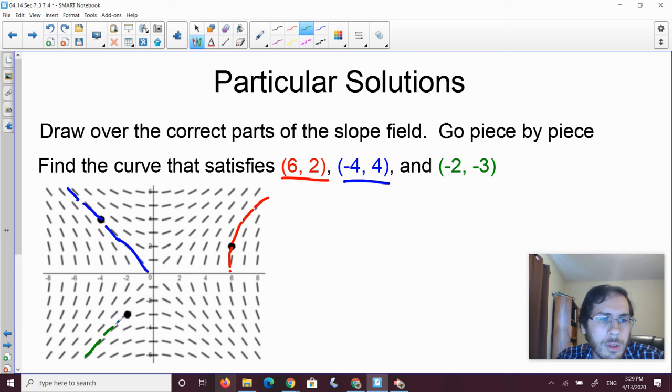When we get to negative 2, negative 3, then we're right there. Looks like we're good, looks like we're still good. We don't hit any asymptotes, we just kind of go up and then down. So that's our solution curve for negative 2, negative 3.